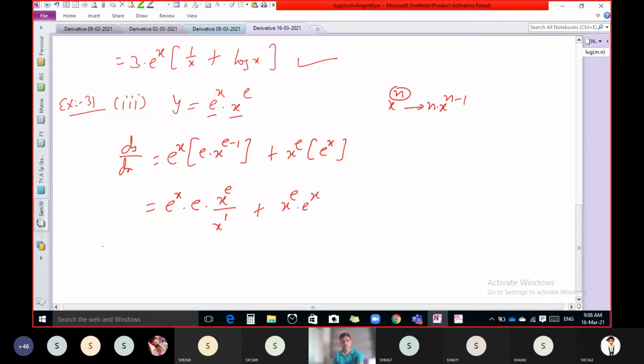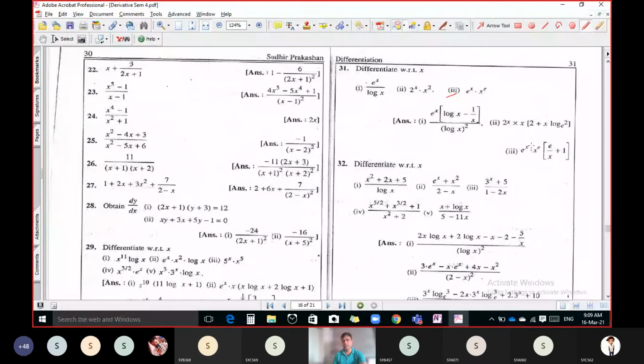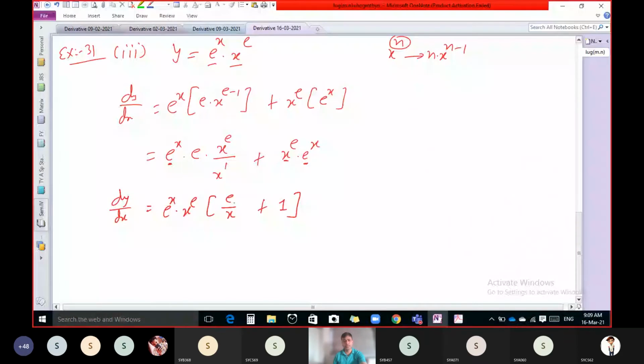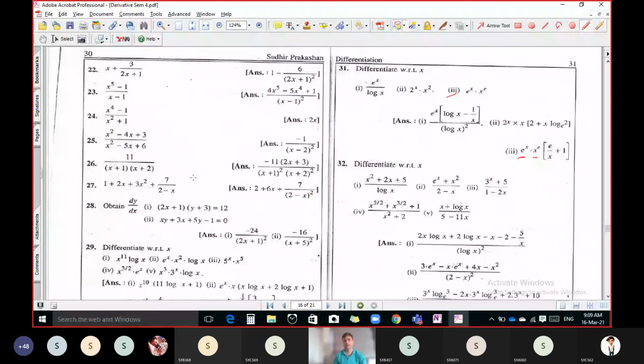Now take common. You can take e raised to x and x raised to e common. So what do we get in the bracket? Here we get only e upon x, and plus, since both we already took outside, we get 1. So this is dy by dx. So the answer is e raised to x into x raised to e, in bracket e upon x plus 1.